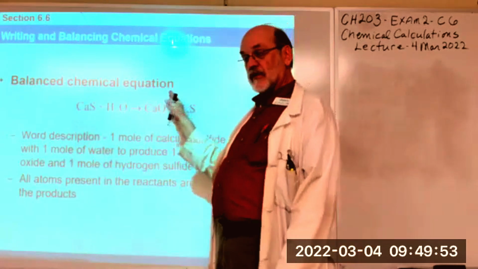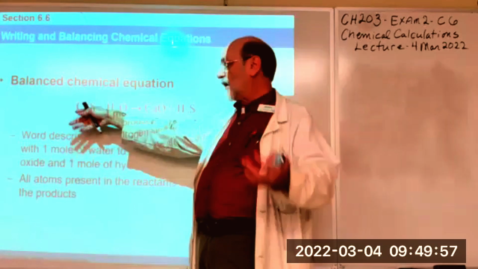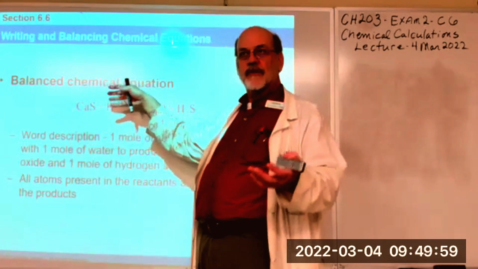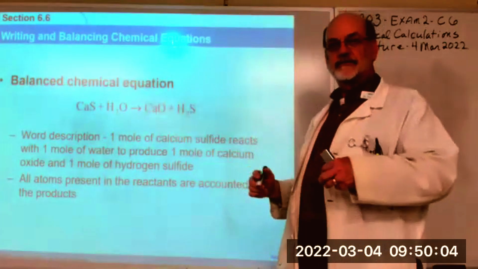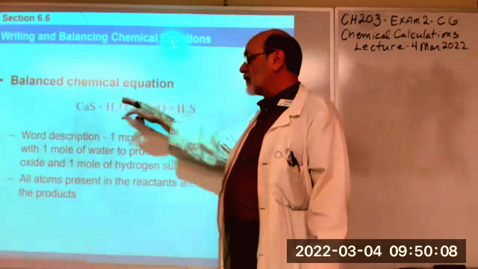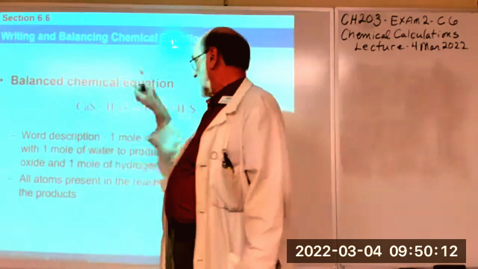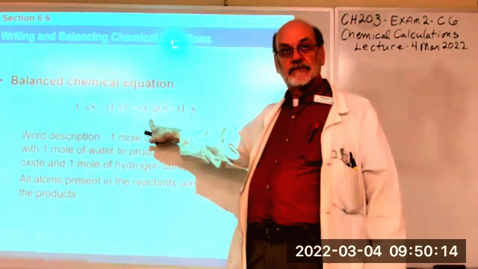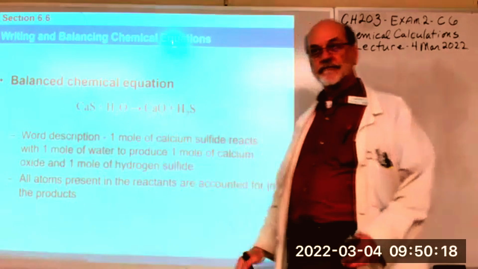And that ratio, whatever they might be, could be any number. It could be 1, 2, 3, 4, 5, 6, whatever. And we always try for whole numbers. Avoid fractions. Once you know those ratios, then you know that if 1 mole of this goes in, 1 mole of that comes out. That ratio is fixed in a balanced equation.